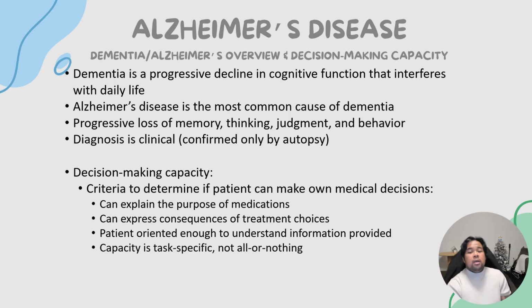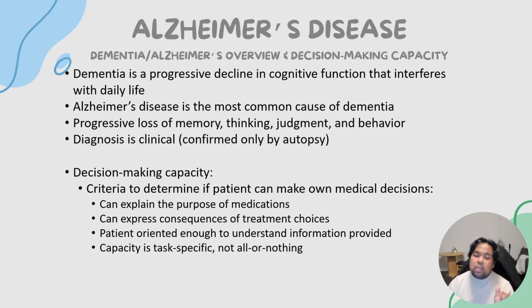All right, Alzheimer's and dementia, so this is just the overview page for that. And I do want to touch on their decision-making capacity as well, okay? So dementia is a progressive decline in cognitive function, right? So it's cognitive, where Parkinson's is more motor. Alzheimer's is the most common cause of dementia. They have a progressive loss of memory, thinking, judgment, and behavior, and the diagnosis is clinical. They can only confirm it by an autopsy, which we're not doing when they're alive, right? So it is clinically diagnosed by the providers.